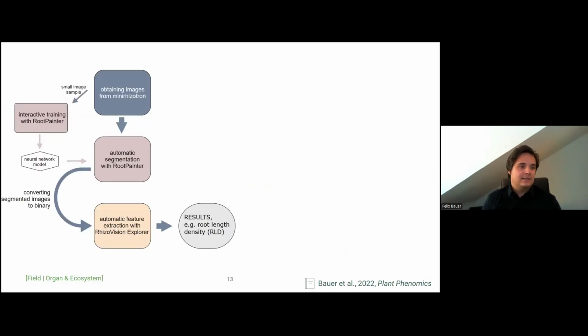So basically it starts with getting the minirhizotron images, measuring in the field, then extracting a small image sample, doing some neural network training with it, and then doing the automatic segmentation based on the models that came from the network training. Then there was a conversion required of these images to binary. And then this binary data set could be put in a batch analysis system with a program called RhizoVision Explorer, which resulted in a handful of different features.